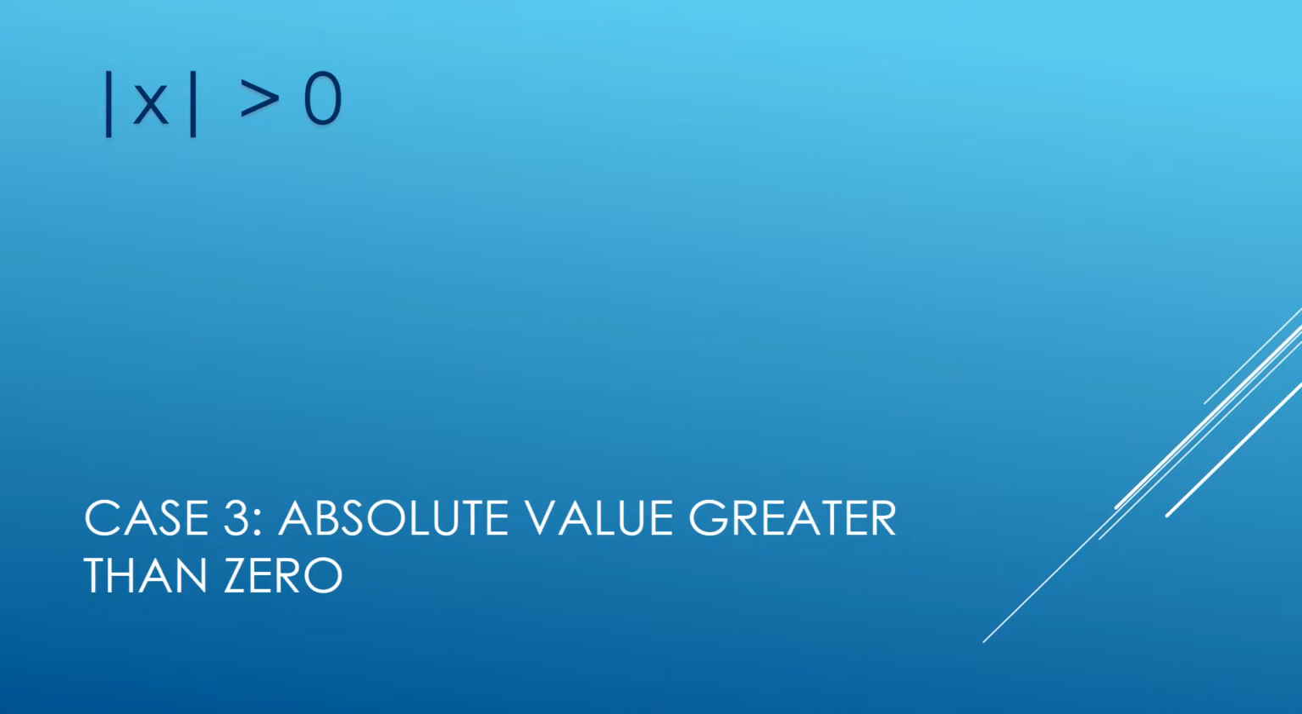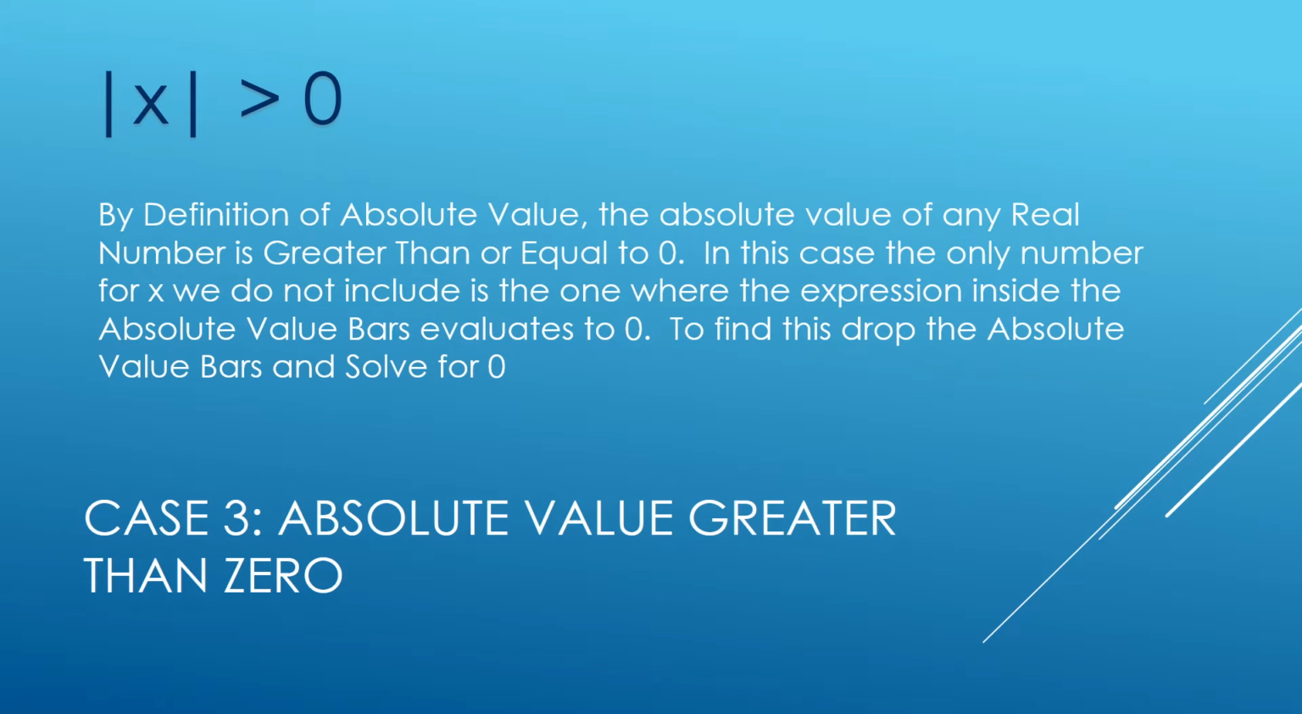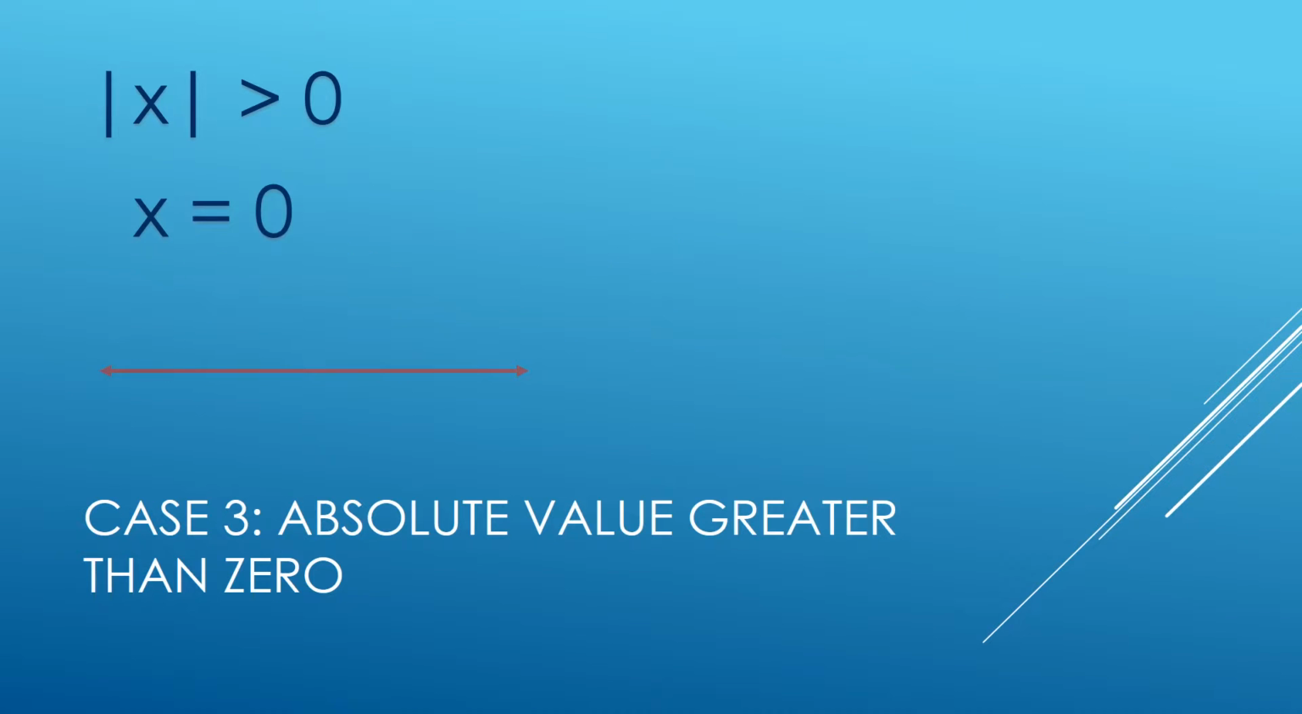Okay, our first special case, we'll call it case 3. This is the absolute value greater than 0. Well, we know by definition, the absolute value of any real number is greater than or equal to 0. So in this case, the only number of x we do not include is the one where the expression inside the absolute value bars evaluates to 0. To find this, we'll drop the absolute value bars and solve for 0. So here we have x equals 0.